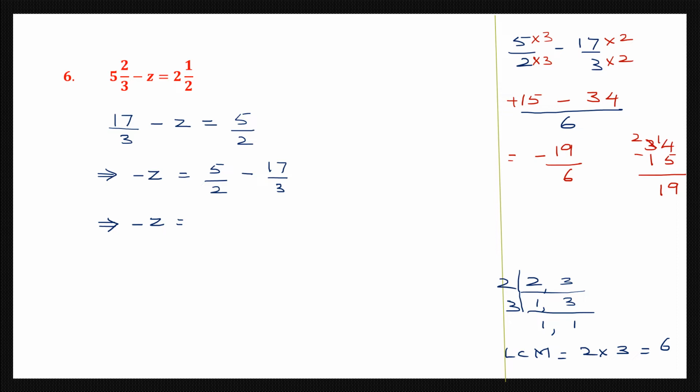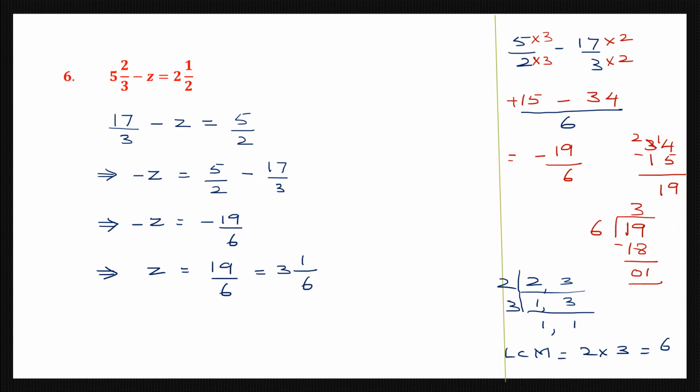So let's write down here. So minus z is equal to minus 19 by 6. Therefore, it means that z will be equal to 19 by 6. We are removing the minus sign from both the sides. Now 19 by 6 is an improper fraction. So let's convert it to a mixed number. So let's divide 19 by 6. 6 3s are 18, minus 1. So what do we get there? From that division we can write 3 1 by 6. So the value of z, finally we have found it out to be 3 1 by 6.